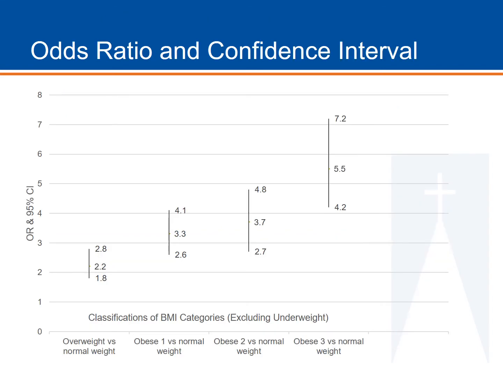Here you see again that the odds ratios increase progressively, but you see a greater magnitude of change in the last odds ratio for the highest class of obesity. So the odds ratio goes from 3.7 to 5.5.